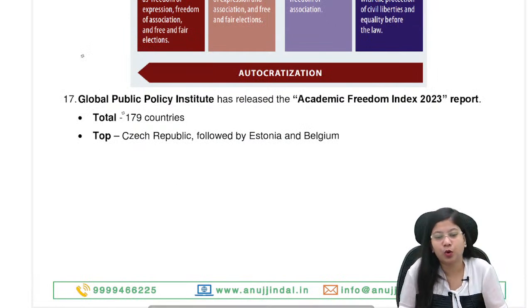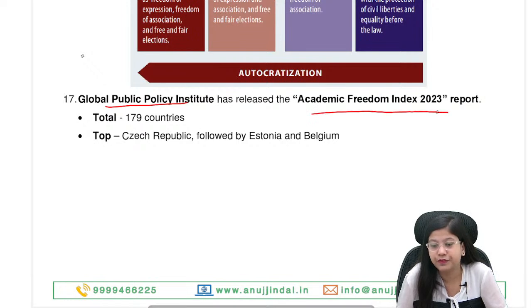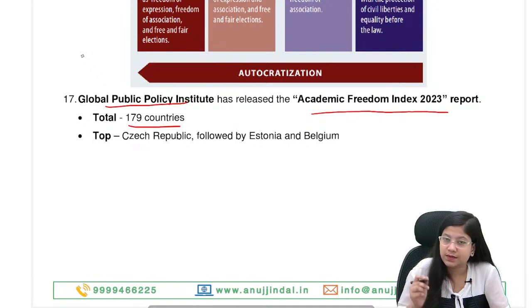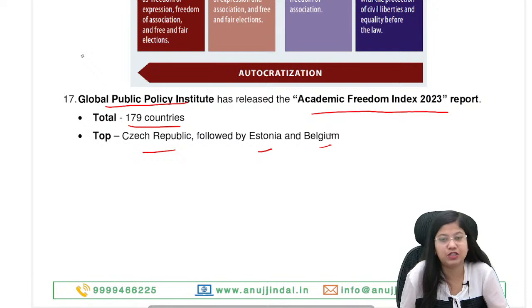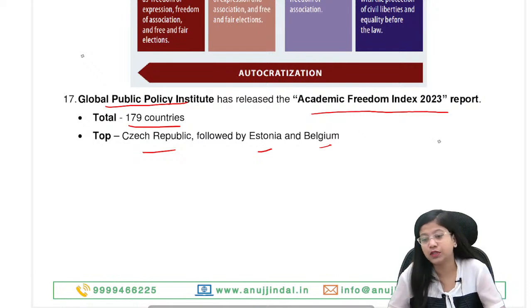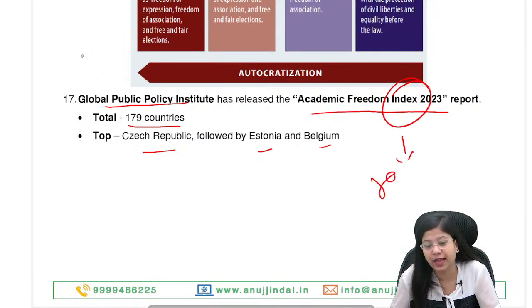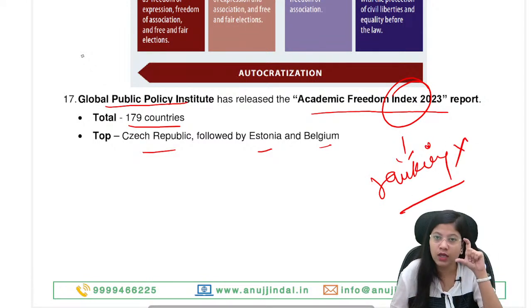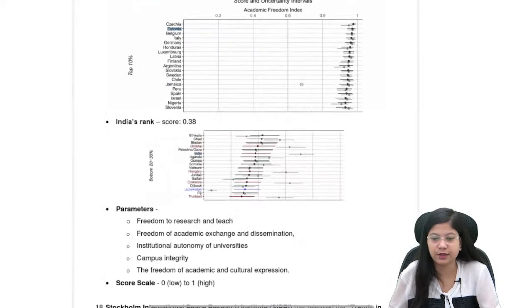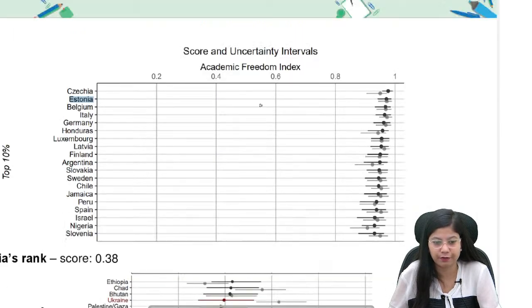Next, the Global Public Policy Institute has released the Academic Freedom Index 2023 report. 179 countries were assessed in this report. Czech Republic, Estonia, Belgium. These are the top 3 countries. Now, first of all, this is an index, but it does not give ranking. It basically groups the countries into different categories, and on the basis of that, it puts the countries into them. You will understand it better when you see this particular graph.